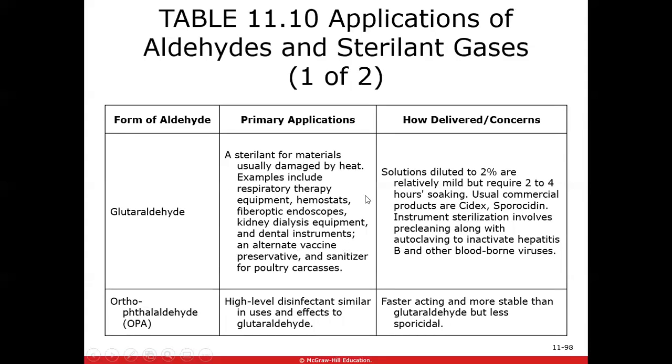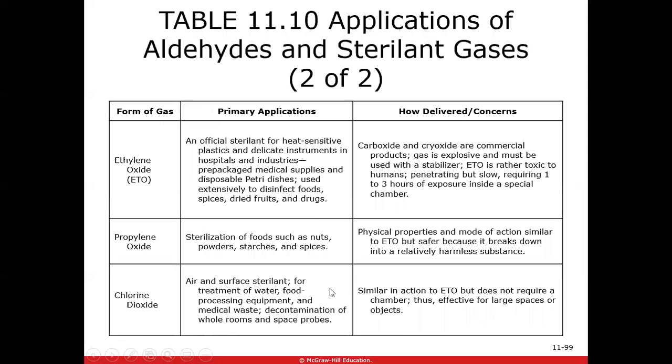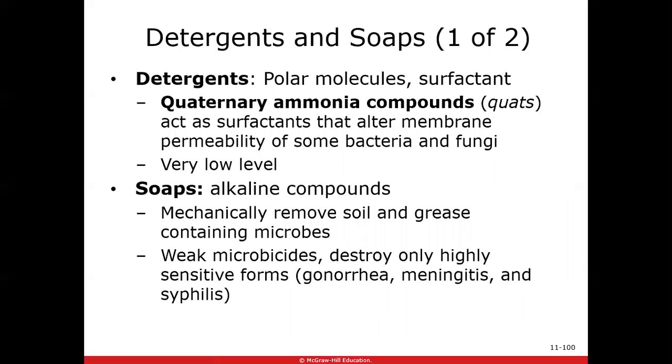Glutaraldehyde is a sterilant that's used for materials that are damaged by heat. So respiratory therapy equipment, hemostats, and fiber optic endoscopes use glutaraldehyde. And these are some of the other ones, but detergents and soaps. Detergents are polar molecules, and so they're used on surfaces. And you have what they call the quaternary ammonia compound.